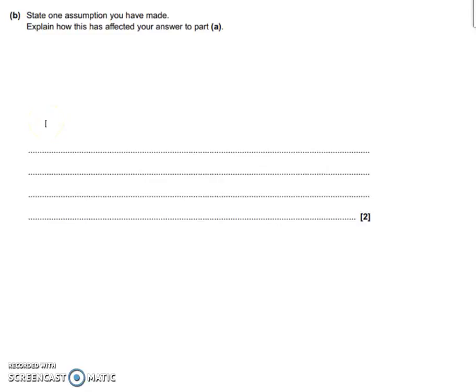Okay, so this is part B to question 17. State one assumption you have made. Explain how this has affected your answer to part A. So part A was talking about John travelling from Cambridge to Newcastle.